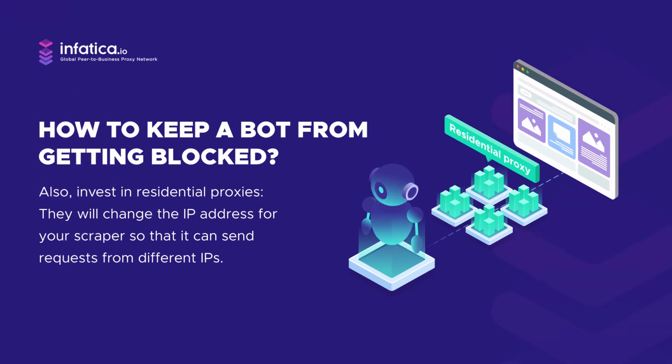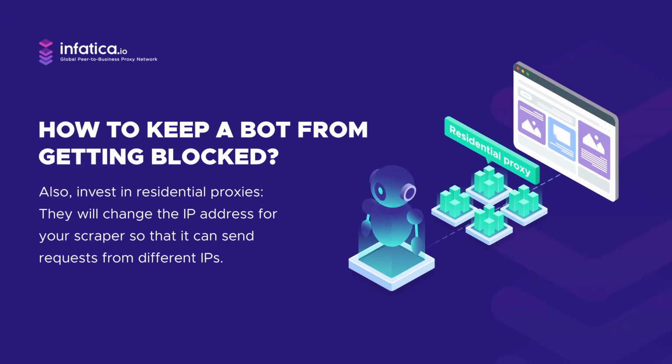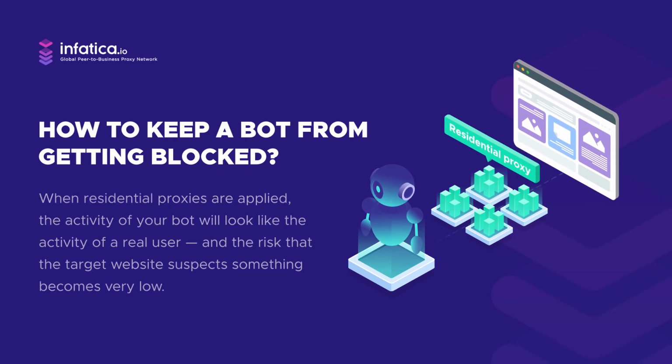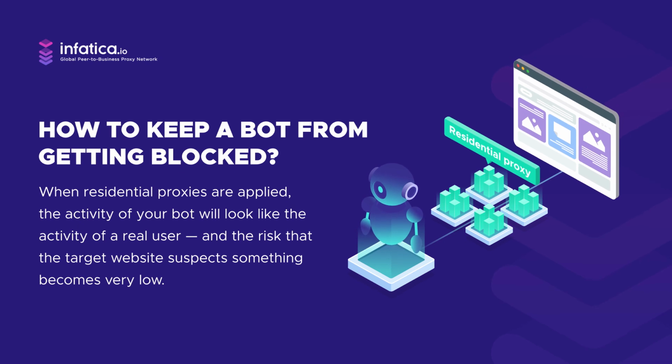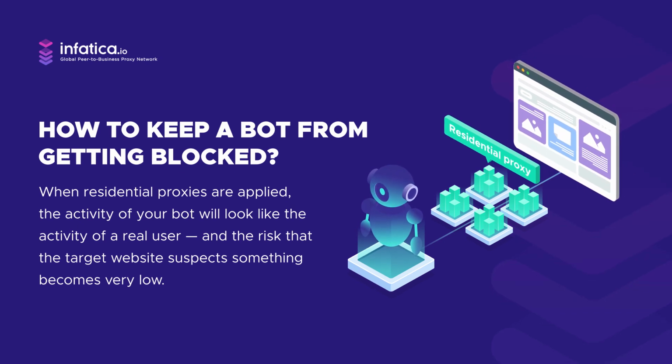You should opt for residential proxies, as they are IPs that are real and belong to existing personal devices. Therefore, when residential proxies are applied, the activity of your bot will look like the activity of a real resident of a certain location. Then the chances that a target website suspects something become very low.